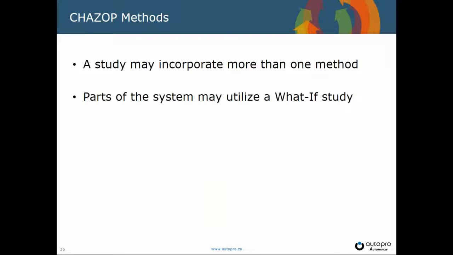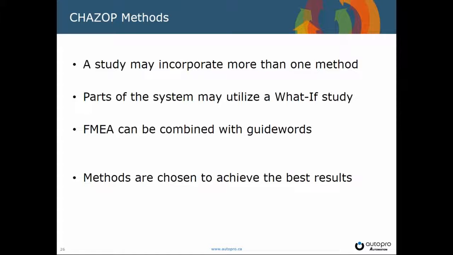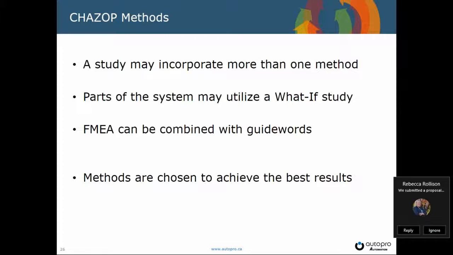So a CHAZOP study may incorporate more than one method. There may be parts of the plant, or parts of the process or the control system, that are well suited to a what if study. There are others that might be well suited to an FMEA. So the method is chosen as part of the CHAZOP preparation, to determine the best method for the area to achieve the best and most complete results.